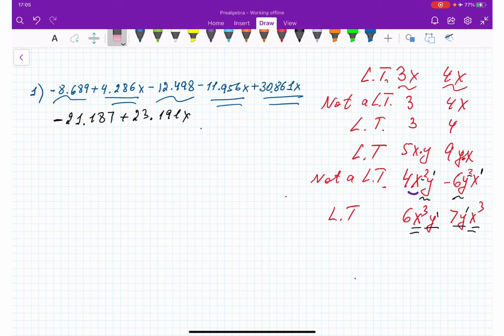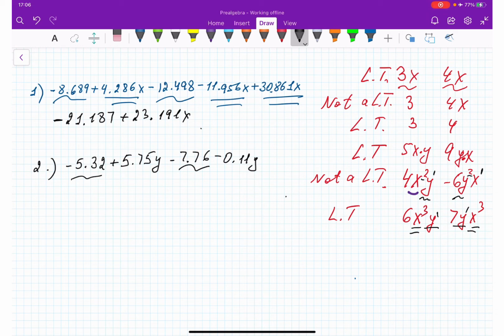Next question. Question number 2. Negative 5.32 plus 5.75y minus 7.76 minus 0.11y. Okay, like terms. This one with this, because both of them are like terms.